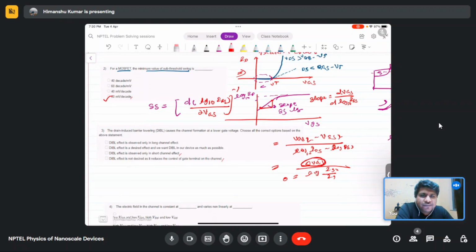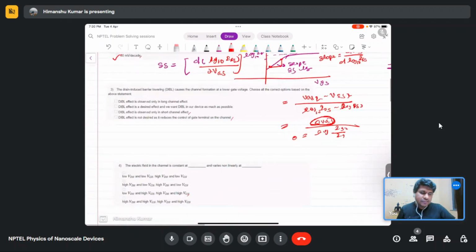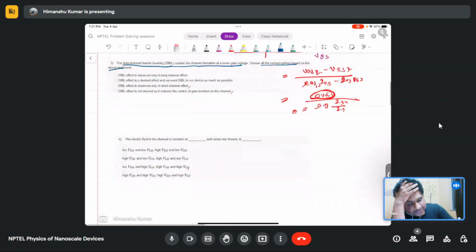I am explaining so that if people watch the video later, they don't have any difficulty in understanding. If we go to the next problem, the next problem is: drain induced barrier lowering causes channel formation at lower gate voltage. Choose all the correct options based on the above statement. So now let's quickly revise what drain induced barrier lowering is.